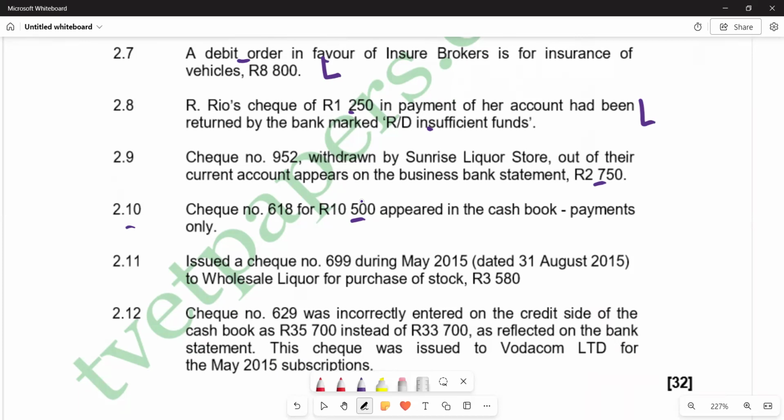So remember, it's a check that was issued. So it means it is on the credit side of the cash book. So it has to be on the debit side of the bank statement. So as simple as that. So I go to the debit side of the bank reconciliation and put our check number 618 as part of the outstanding checks. So we go there.